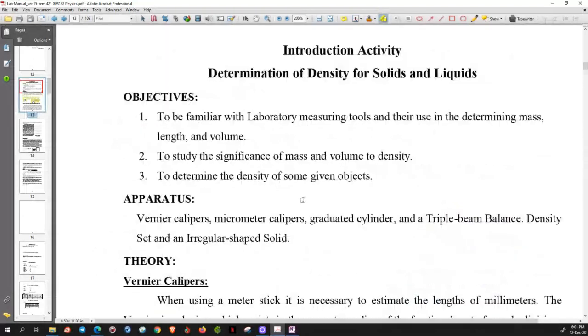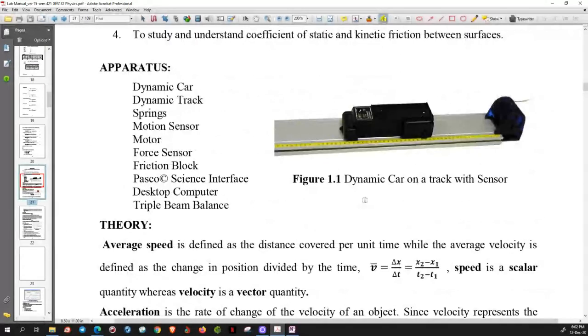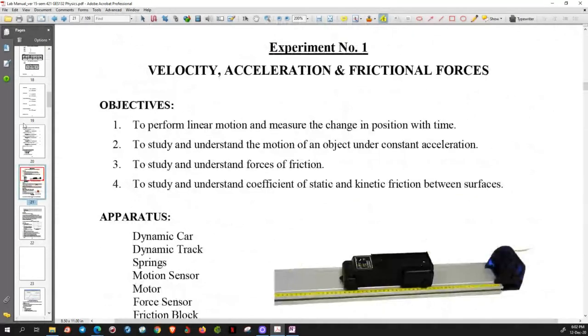Let's go to introduction. Okay. Definitely this is not in the exam. To be familiar, to study, to determine. Let's go to experiment number 1. Experiment number 1, velocity. It's not in the exam, but still, it is there.